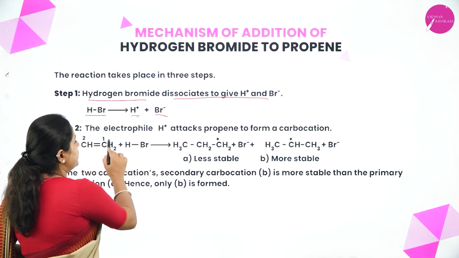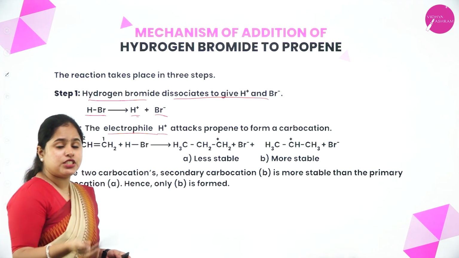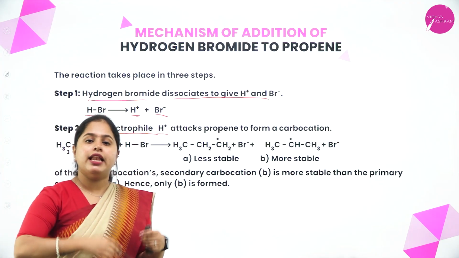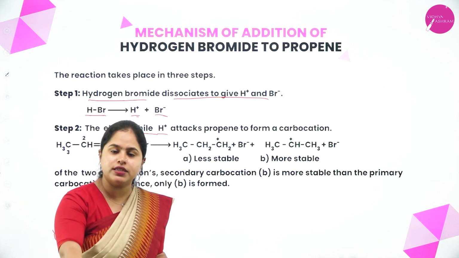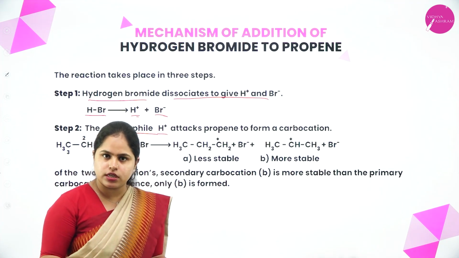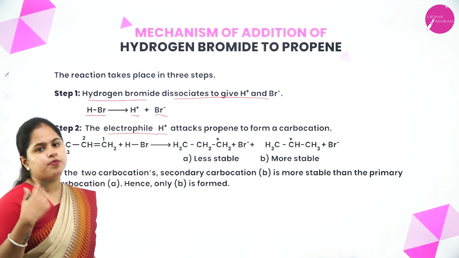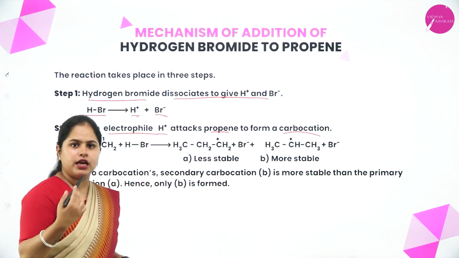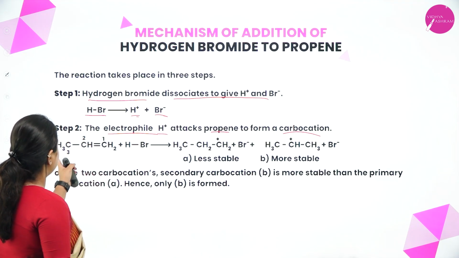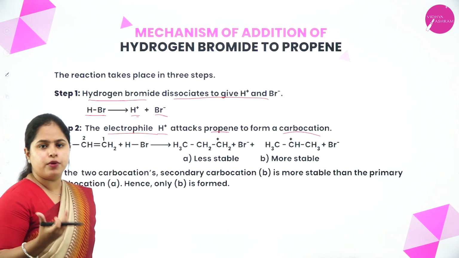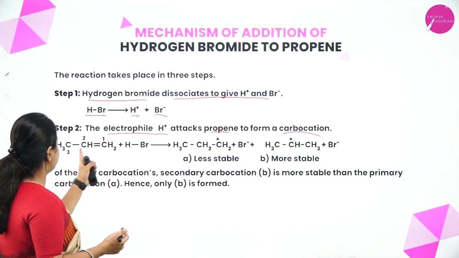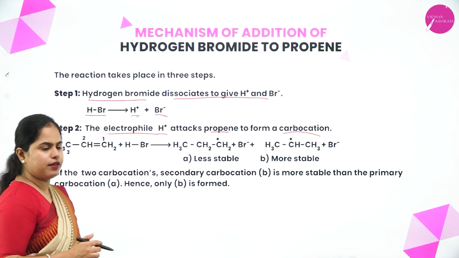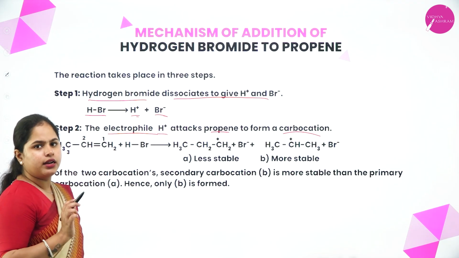Now step 2, the electrophile H plus. Which is the electrophile here? H plus, right? Electrophile means which is having attraction towards negative charge, so it must be positively charged. So H plus is the electrophile here, which attacks propene to form a carbocation, carbon having positive charge. As you can see here, this is the propene. We have taken the example of propene, CH3 CH double bond CH2, to which we are adding our HBr.